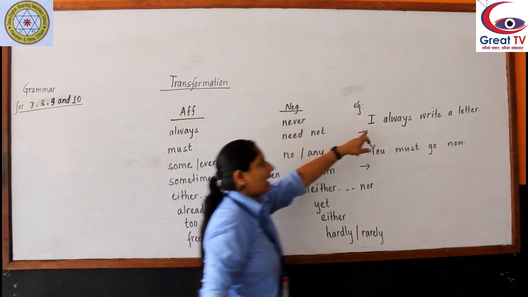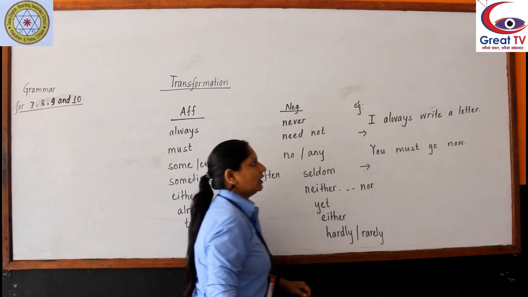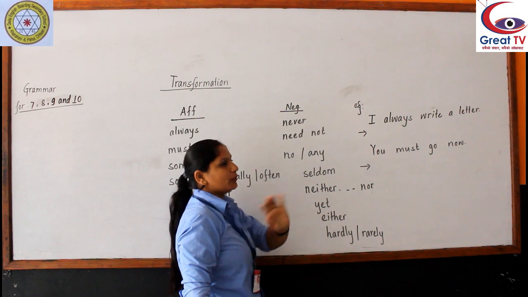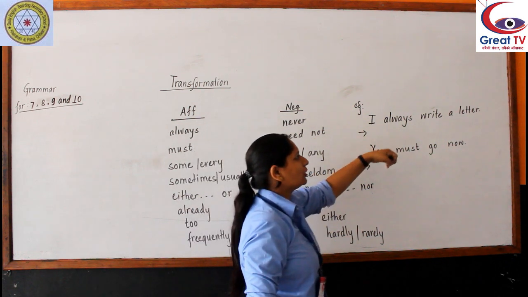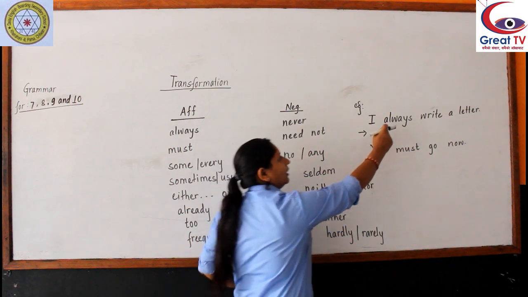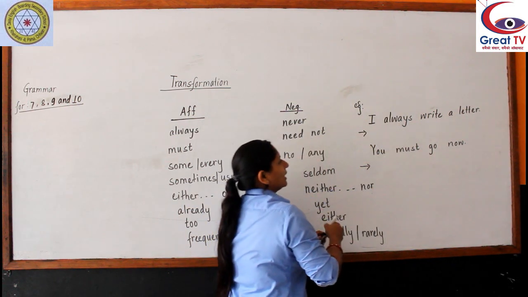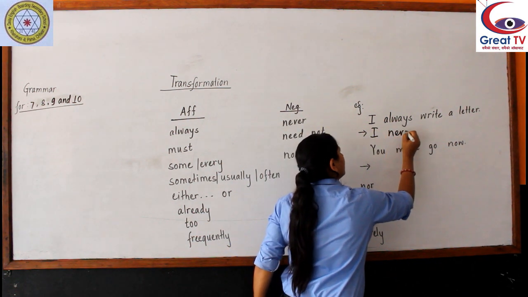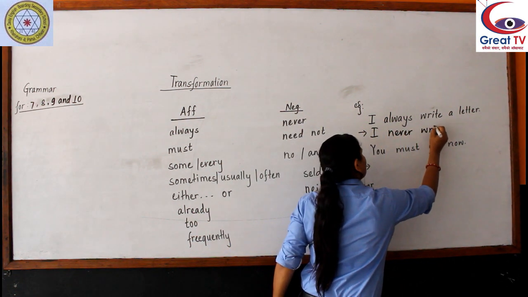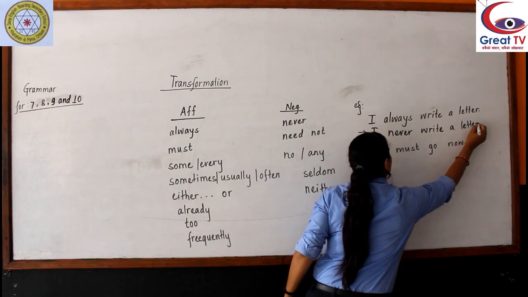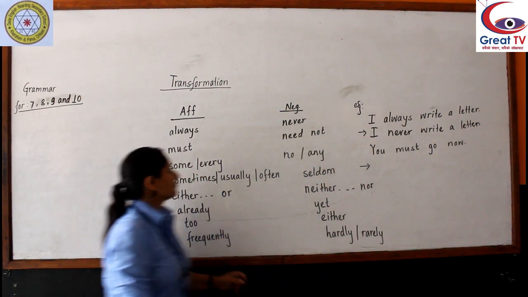For example, I always write a letter. While changing it into negative, we do not write I always not write a letter. No, it's wrong. For always, we change the word and make negative. I never write a letter.